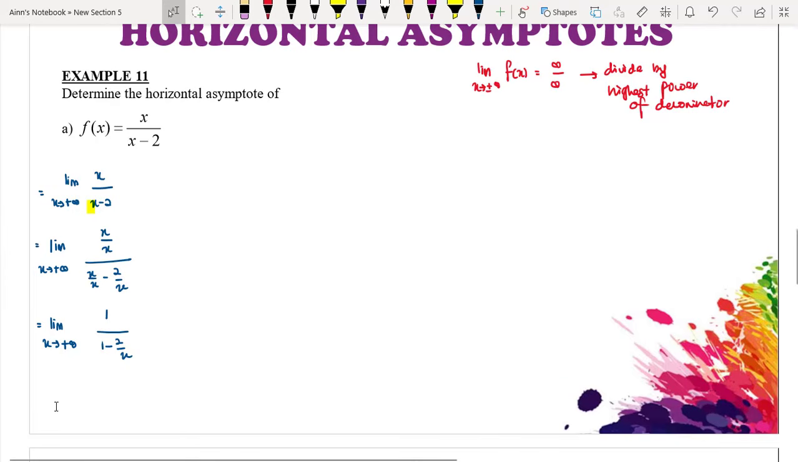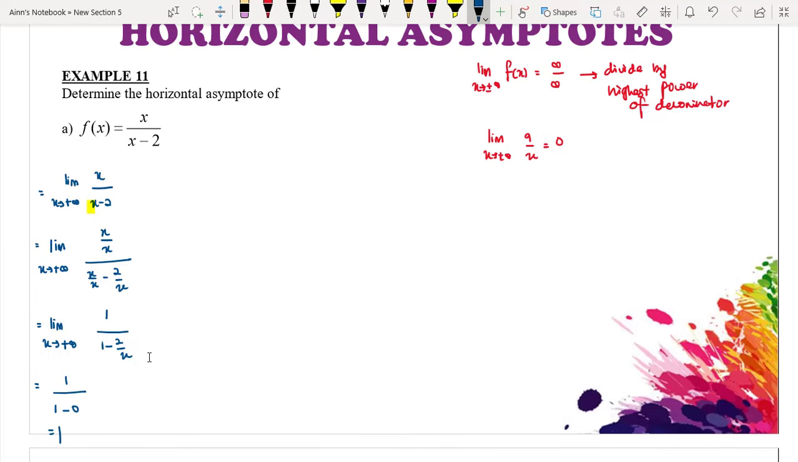Now substitute infinity into the 1; we get the constant 1. The other one here is still 1. Then substitute infinity into 2 over x. Using the rule that the limit as x approaches positive or negative infinity of a over x is 0, minus 2 over infinity will be 0. So 1 over 1 minus 0 equals 1. That's the first part.